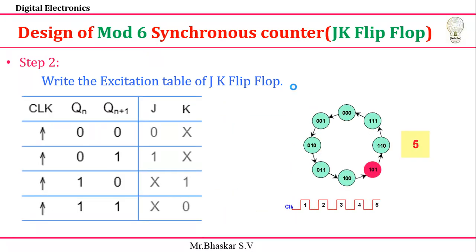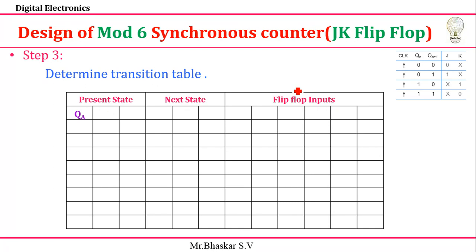First, I'm going to take the outputs here. So this is a truth table. Once you write the excitation table, next I need to write the transition table. So how to write the transition table? That's very important.